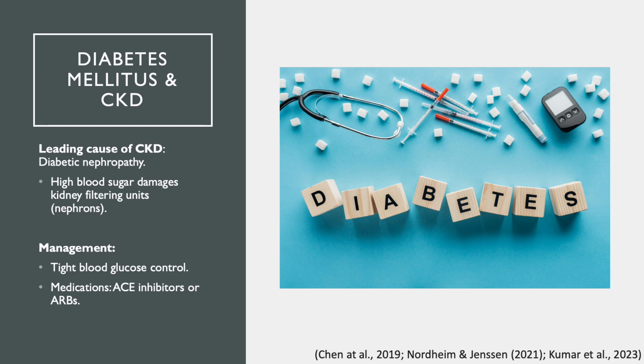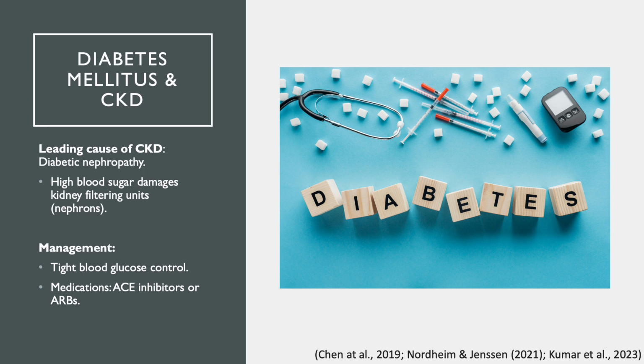Diabetes mellitus and CKD. Diabetes is the leading cause of CKD, particularly through a condition called diabetic nephropathy. High blood glucose levels can damage the kidney's filtering units called nephrons. Over time, this damage reduces the kidney's ability to filter waste, leading to CKD. Diabetes increases the risk of developing kidney disease, and CKD can worsen diabetes control due to the changes in kidney function.